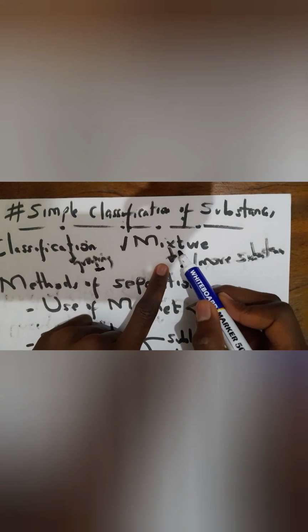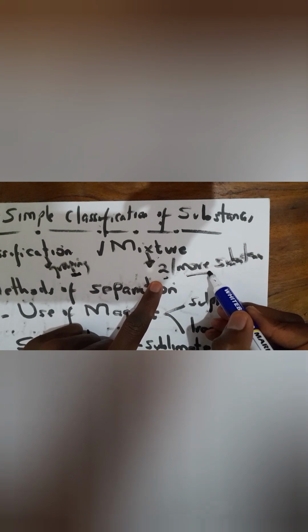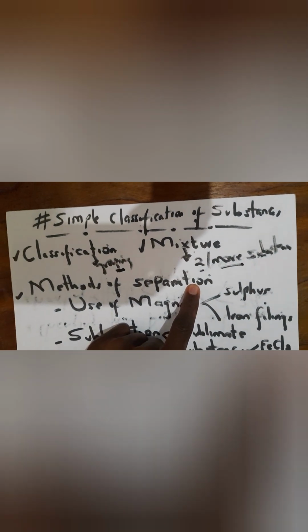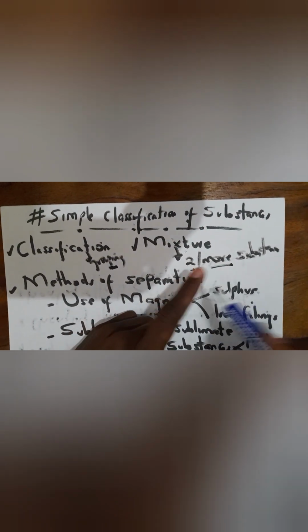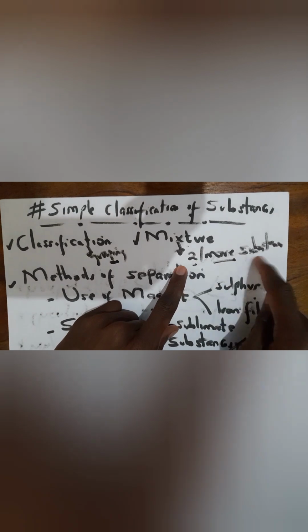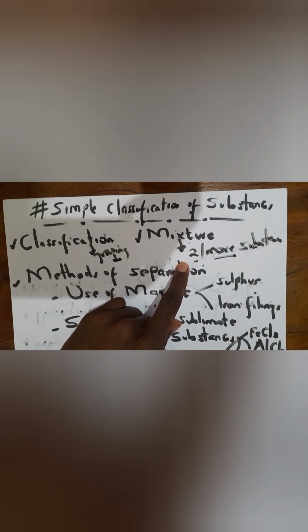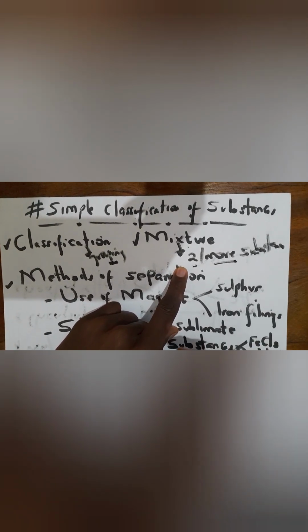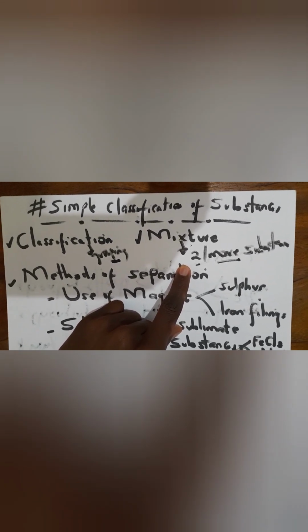Now, what about a mixture? A mixture consists of two or more substances. You mix them together, and you get a mixture. That combination of two or more substances mixed together, with each component contributing a character in that mixture, is what we call a mixture. That is what you need to understand when it comes to a mixture.